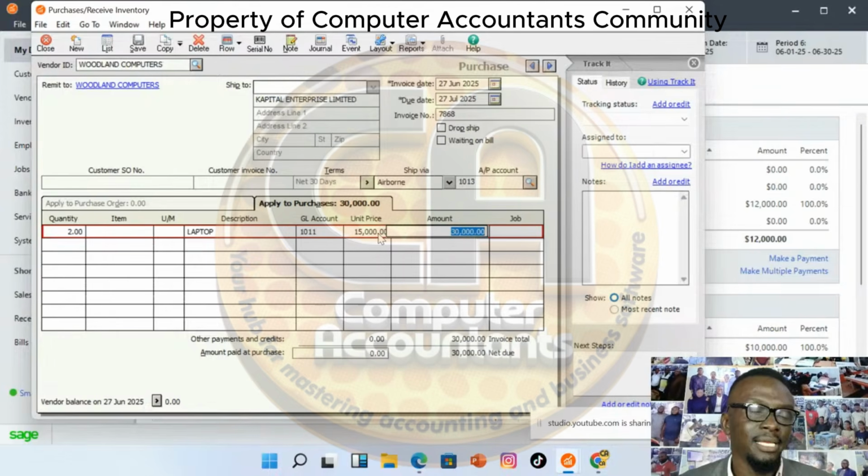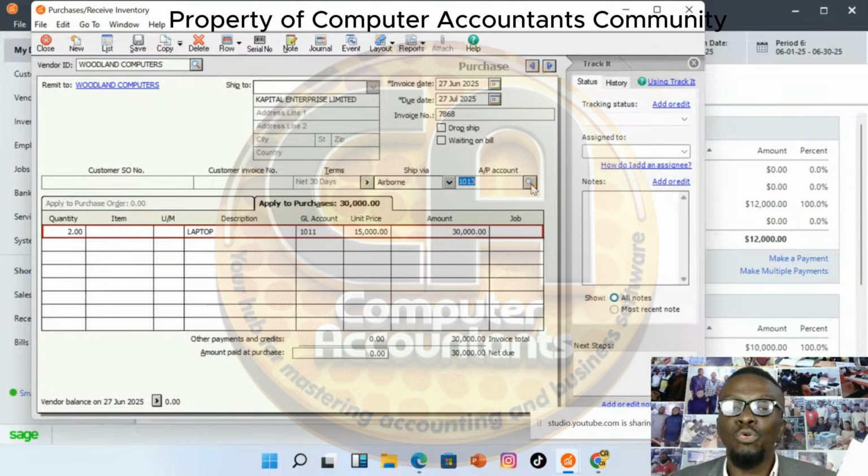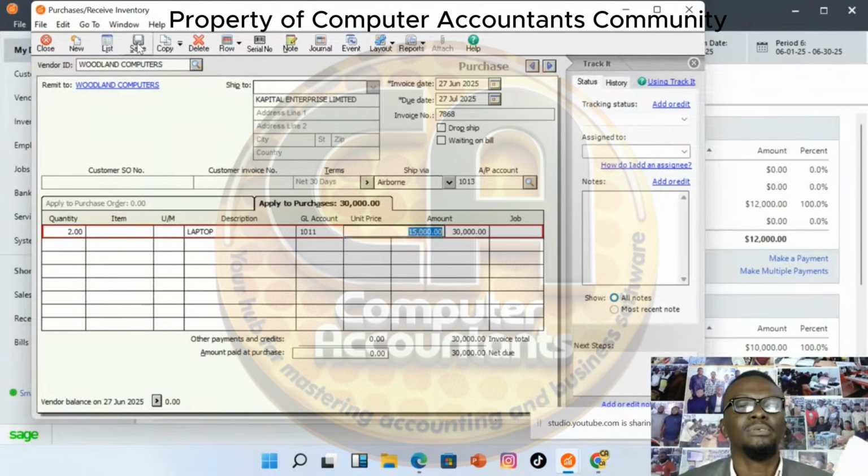Excellent. So we can now save. So it means that we are owing Woodland 30,000, while our assets has increased by 30,000. So you can see the system will credit account payable because we are liable to Woodland, and the system will debit our asset account by name laptop. So save.